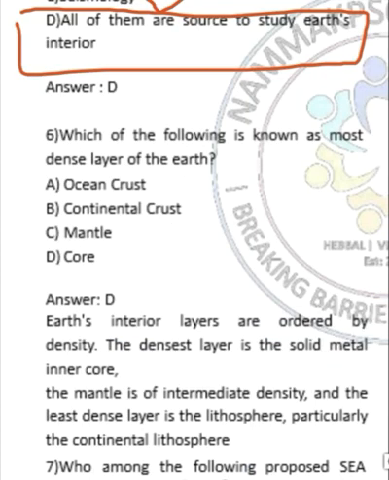Question number 6, it is asking which of the following is known as the most dense layer of the earth. As you all know, earth's core is made up of iron, which is again a heavy metal. So option D, core, is the correct answer here, as the core is the densest layer of the earth.